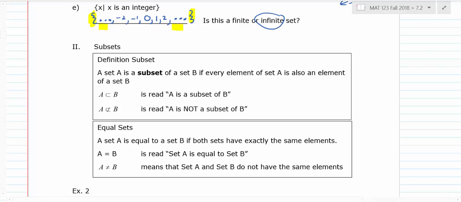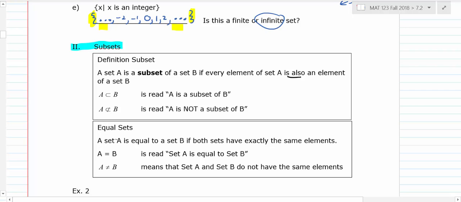Okay, next thing we're going to look at is subsets. We say a set A is a subset of a set B if every element that's in A is also in B. Here is the way we write this. This is read A is a subset of B. This, when you have that line through it, is read A is not a subset of B. So you're looking at two sets, A and B. A is a subset, A is not a subset.